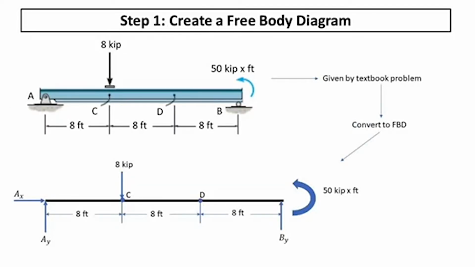So we're going to take that diagram that the problem gives us and we'll convert it into our free body diagram. So you just kind of go over where all the forces are acting. So let's start with point A. There's that pin on the ground, so that means that there'll be a force in the y direction and x direction. And then at point C, we have that 8 kips acting down, which we'll show. And then at point B, we have that moment and a force acting in the y direction.